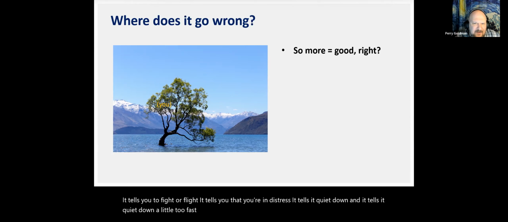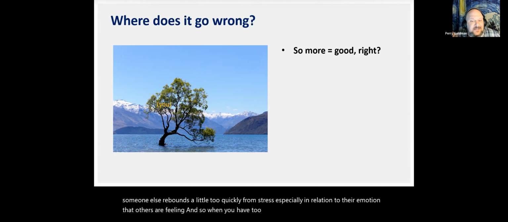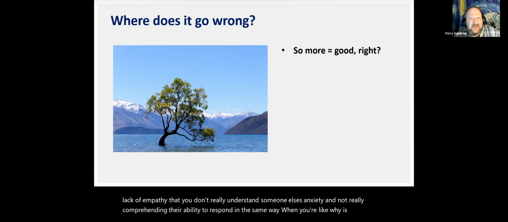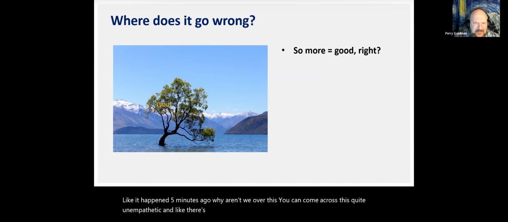And so people who are more mainline will see that someone else rebounds a little too quickly from stress, especially in relation to the emotions that others are feeling. When you have too much resilience, you can come across as lacking empathy, as if you don't really understand someone else's anxiety and don't comprehend their ability to respond in the same way. You're like, why is everyone still upset about this? It happened 5 minutes ago. Why aren't we over this? You can come across as quite unempathetic, like you don't understand their pain. So true resilience has to be a balance between that rapid response and processing things at a certain depth as well.